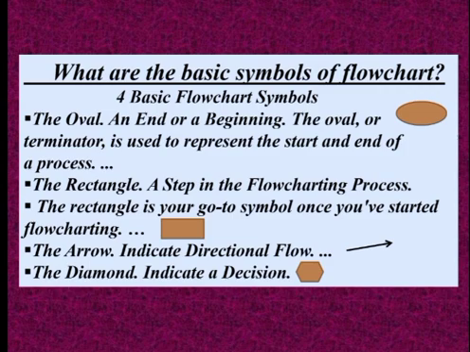Then the rectangle, a step in the flowcharting process. The rectangle is your go-to symbol once you've started flowcharting. Then the arrow indicates directional flow. It also joins two shapes. Okay. The arrow tells you that from this step it is going to the other step, from step number 1 to step number 2. Then the diamond indicates a decision, the final thing. Okay.